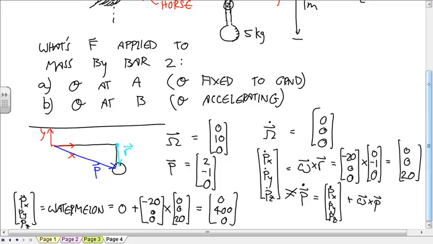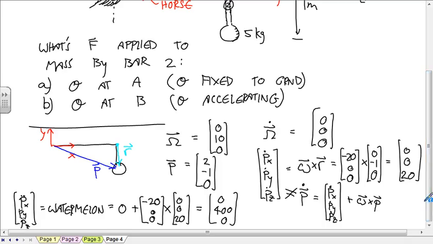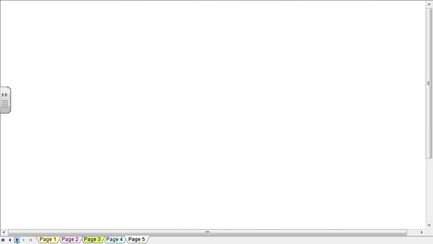Does that make intuitive sense? Yeah, because that's a centripetal acceleration, and so it should be pointing from the chosen point up toward the center. That's in the positive y direction. All right, so now we have all the pieces we need.